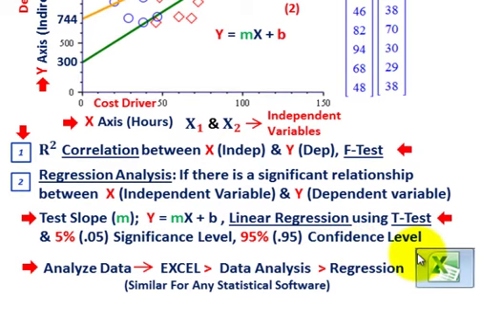Again, what I've done is used Excel, and we're going to be analyzing some Excel data, where we use the data analysis pack and the regression function to determine our different regressions. And of course, this would be similar for any statistical software. Okay, so let's go in and look at our analysis between our two different cost functions.